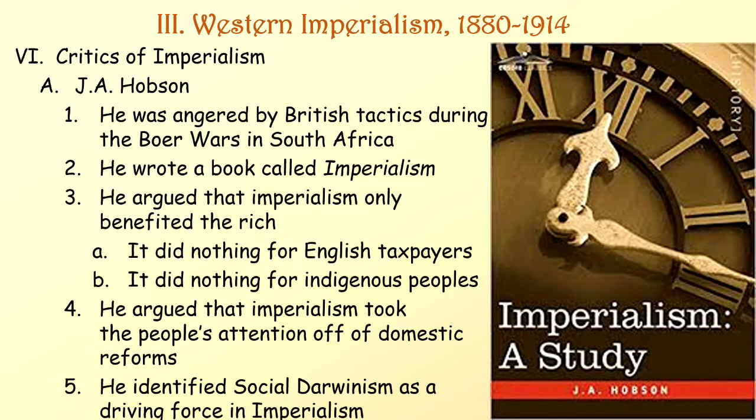Critics of imperialism. First, we have J.A. Hobson. He was angered by British tactics during the Boer Wars in South Africa, and he wrote a book called Imperialism. And in this book, he argued that imperialism only benefited the rich. It did absolutely nothing for ordinary English taxpayers, and it did absolutely nothing for indigenous peoples. He argued that imperialism took the people's attention off of domestic reforms where it belonged. And he identified social Darwinism as a driving force in imperialism.